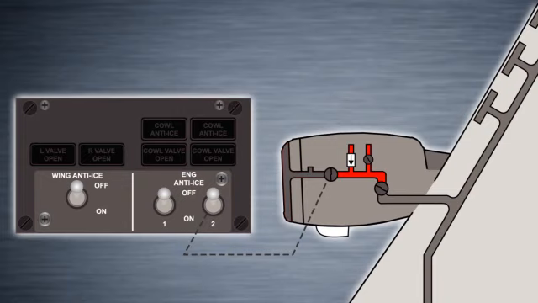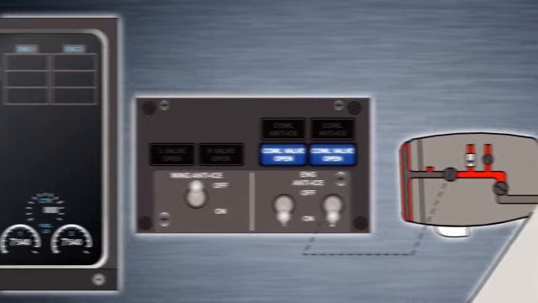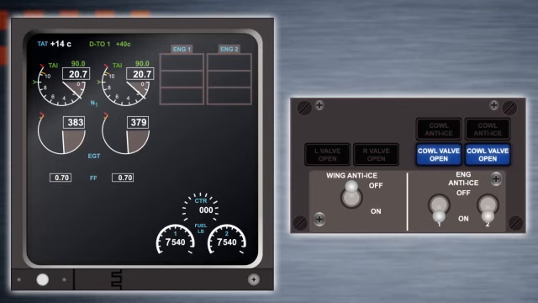The cowl valve open lights illuminate bright when the respective cowl anti-ice valve is in transit, and the lights will also illuminate bright if the position of the switch disagrees with the position of the valve. The light dims when the valve is open, and if the light is extinguished, the valve is closed. There are 2 cowl valve open lights, one for each engine. There is also a thermal anti-ice indication on the primary engine indications.